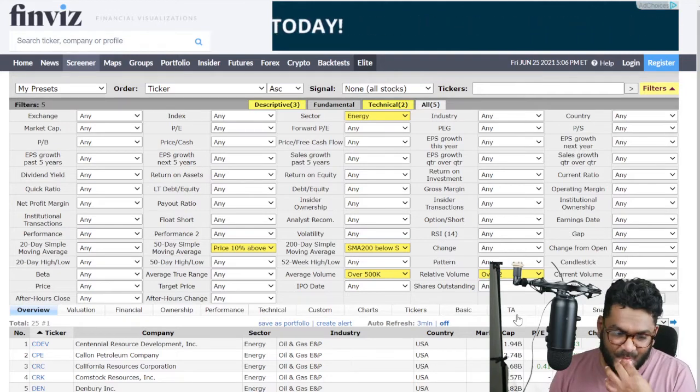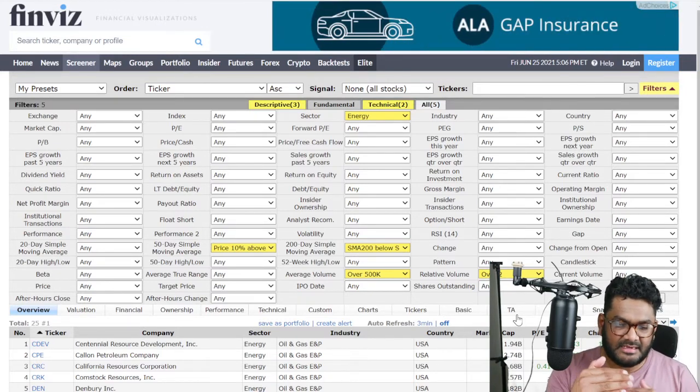So for relative volume, you take the daily volume and then divide.